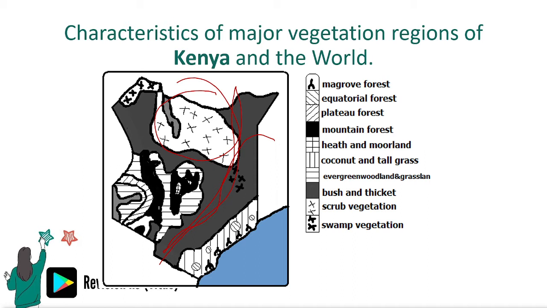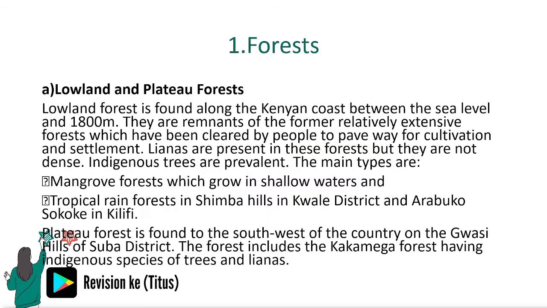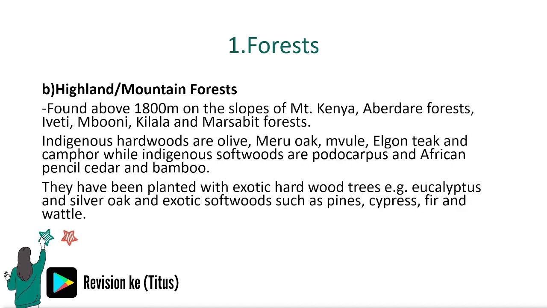So let's look at the topics in detail. We have forests, and under forests we have lowland and plateau forests, which are found along the Kenyan coast between sea level and 1800 meters altitude. We have the highland or mountain forests. These are found above 1800 meters above sea level on the slopes of Mount Kenya, the Aberdare forests, Mau, and Marsabit forests. Here we have indigenous woodlands. These are the type of trees we are able to find there.